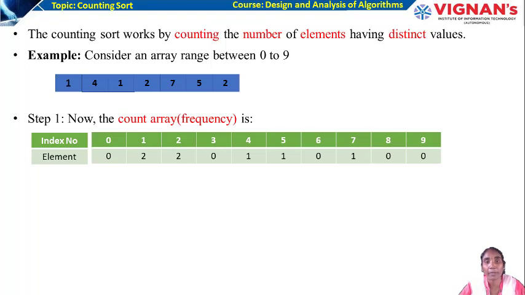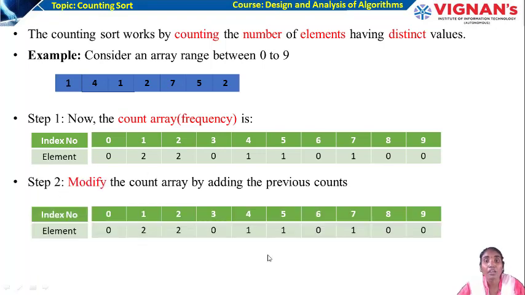Now I have to apply some iterations to modify this array. So here we are modifying with the previous counts. How to modify this? Initially at index 0 I have 0. Is there any previous index? No. So this will be filled with 0.